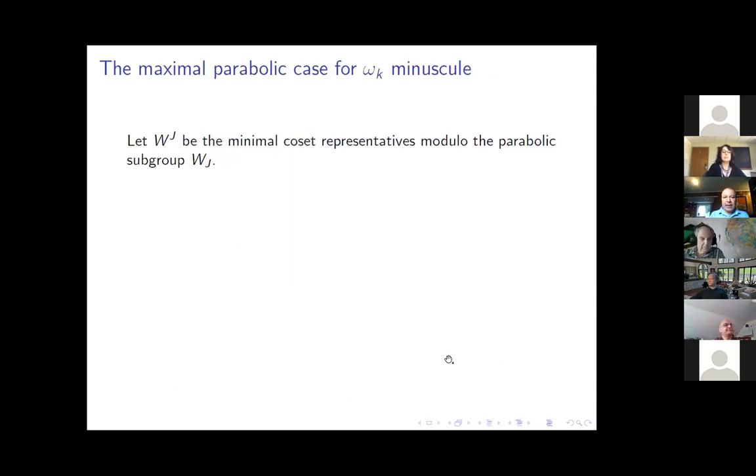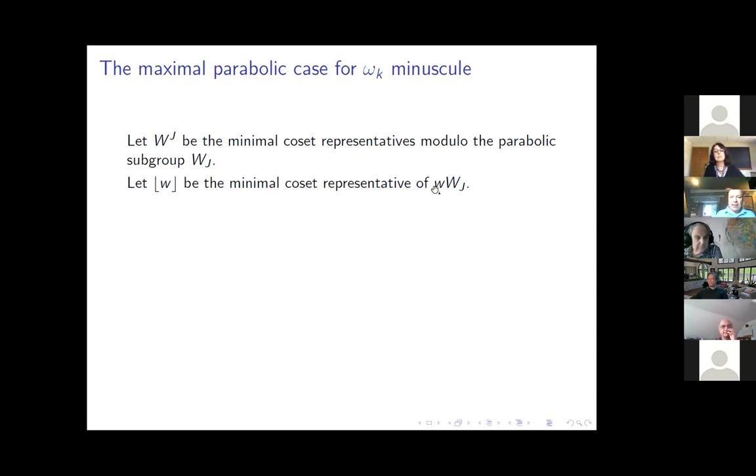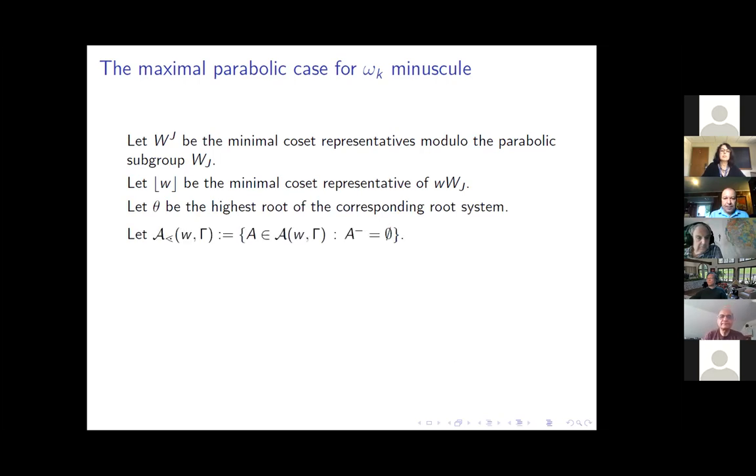So what do we get? Let me just show you a flavor of the formulas that come out of this procedure. So W^J is the minimal coset representative modulo the parabolic subgroup of the Weyl group. And ⌊w⌋ with the floor notation is the minimal coset representative for the coset of w. And θ is the highest root.